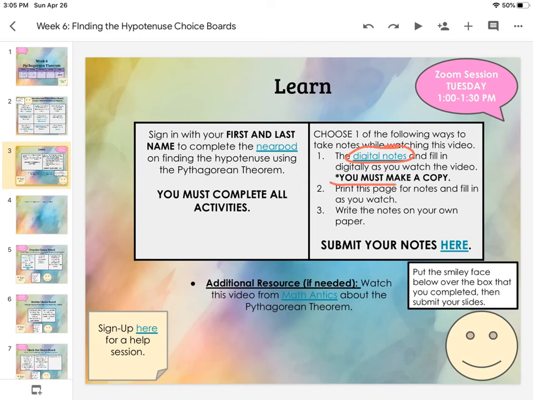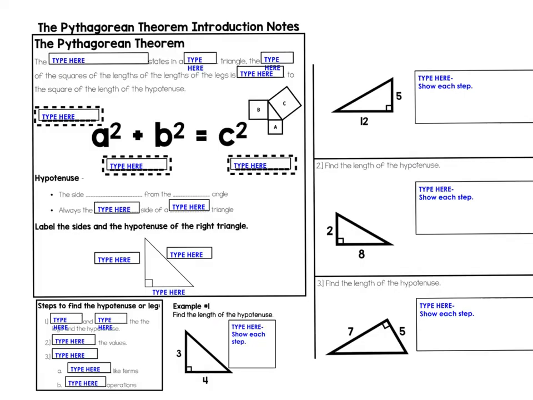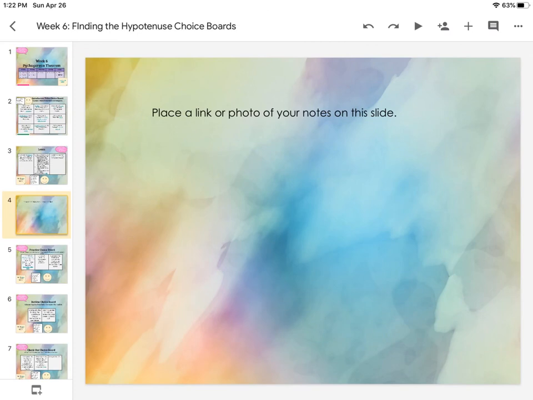Keep in mind you must make a copy so you have it in your Google Drive. So here's what the notes page looks like, and as you watch the video, you'll fill in or type in the missing blanks. So it's a pretty nice organized format, and it goes through different examples as well. So it's your choice, the Nearpod or the digital notes. Then make sure you put a link or a photo of your digital notes right here on this slide so we could see it.